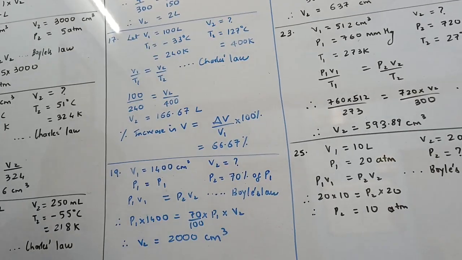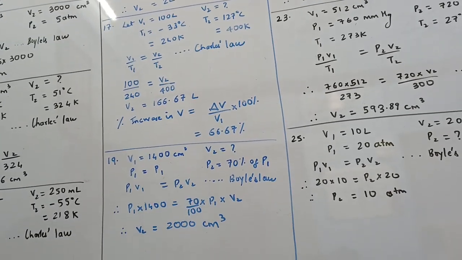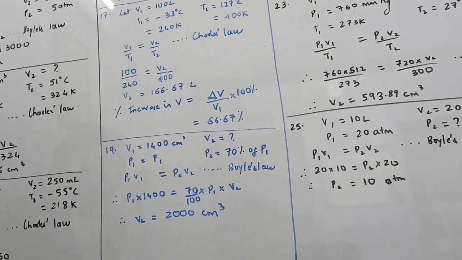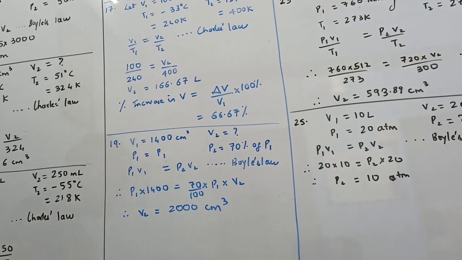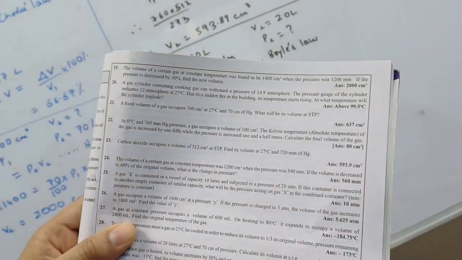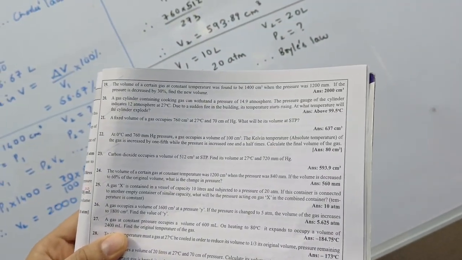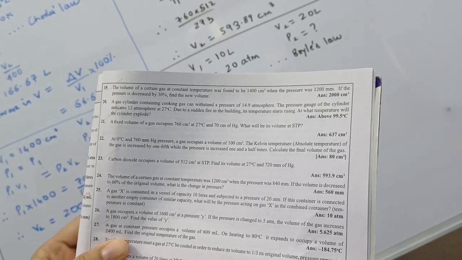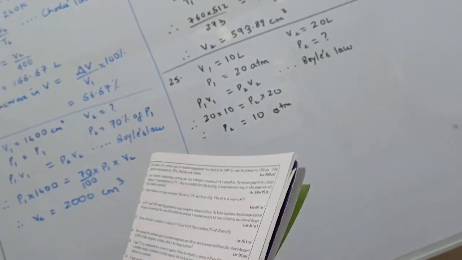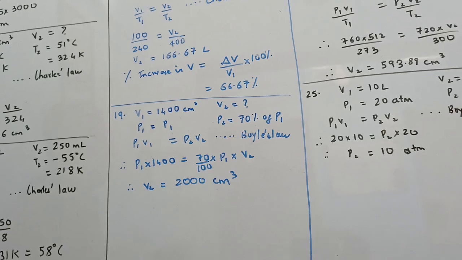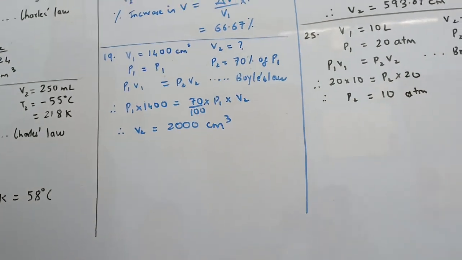Now the 19th sum on page 169. The volume of a certain gas at constant temperature was found to be 1400 cc and the pressure was 1200 mm. If the pressure is decreased by 30%, find the new volume. Pressure is decreased by 30%.